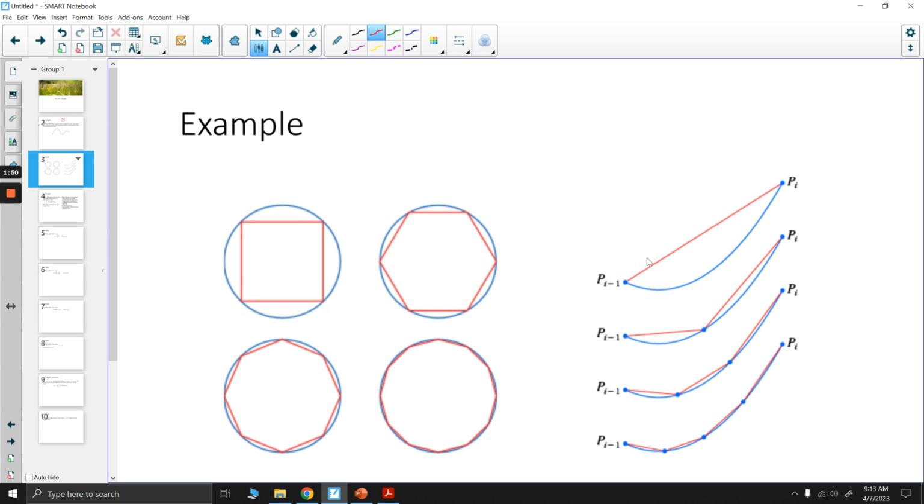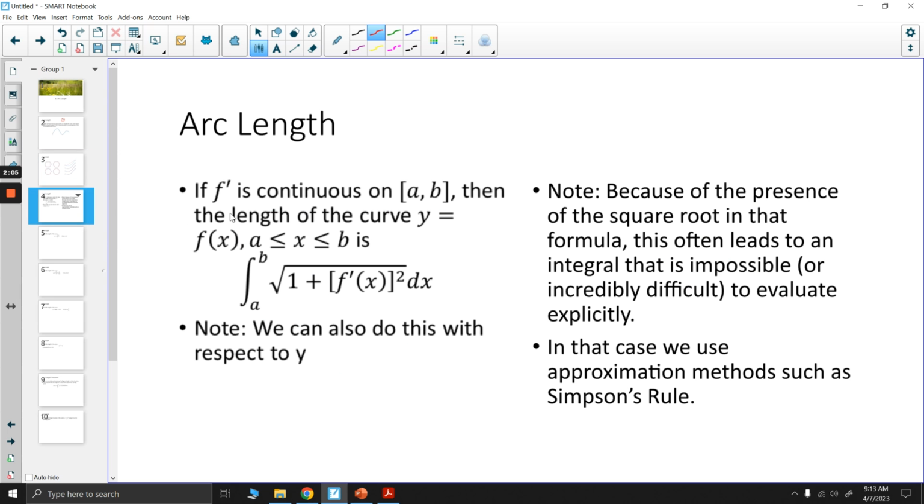So we're going to use that same basic concept with curves, where instead of having this straight line here, we just draw a bunch of little straight lines to start approximating it. And so essentially, as we take this limit and go to infinity with it, we end up with the arc length formula. So if f prime is continuous on the interval a to b, then the length of the curve y equals f of x, that is the length of this curve from a to b, is the integral from a to b of the square root of 1 plus f prime squared dx. So this is our formula we're going to use. Essentially, we're going to take our function, derive it, square it, and plug it into this integral and integrate.